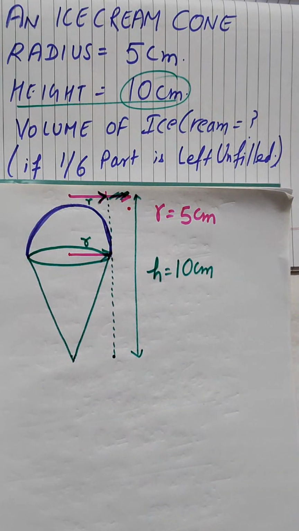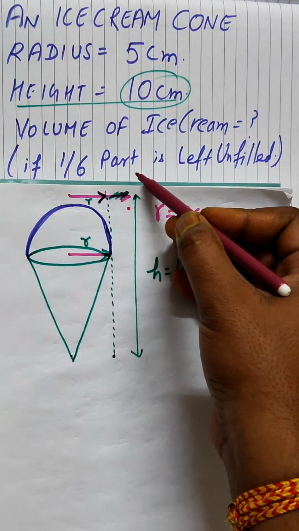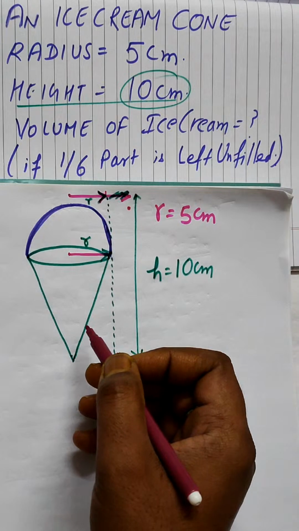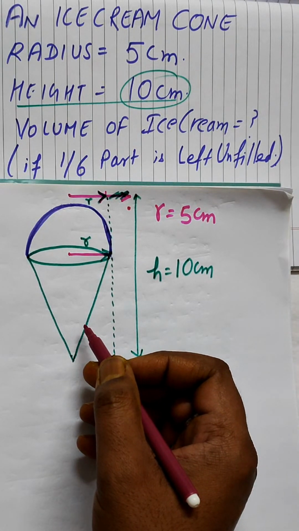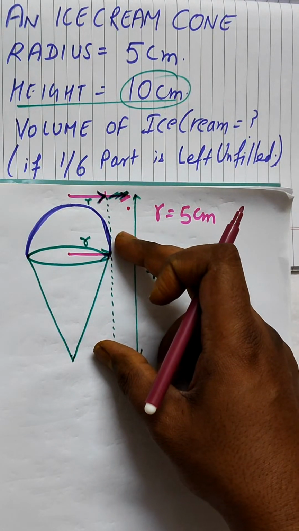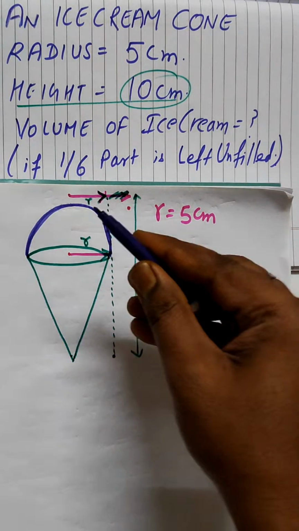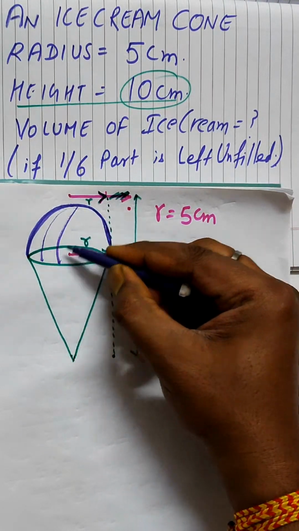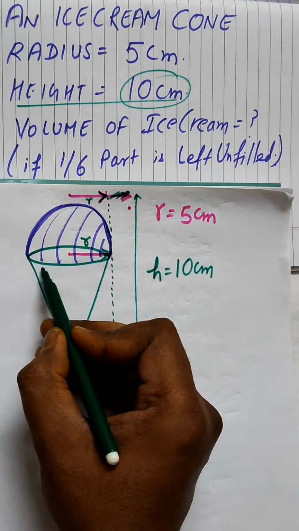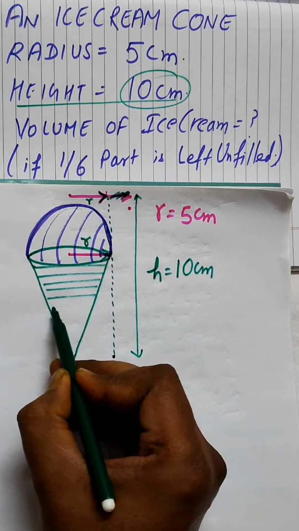Now what we need to do is find the volume of the ice cream if 1 by 6 part is left unfilled. First, we'll just calculate the volume of this ice cream. Just see this figure: this ice cream consists of two solid objects. On the top it's a hemisphere, and on the bottom it's completely a cone, a right circular cone.